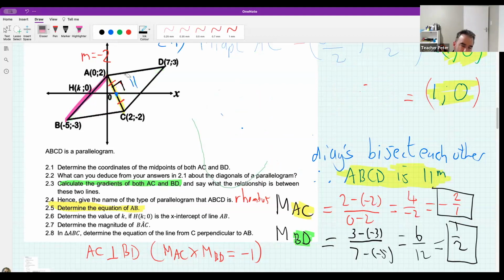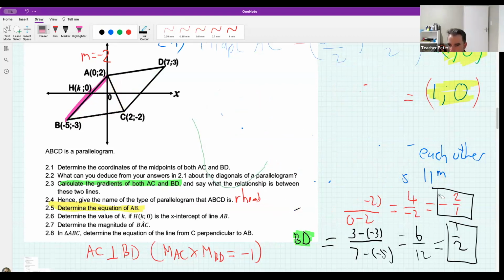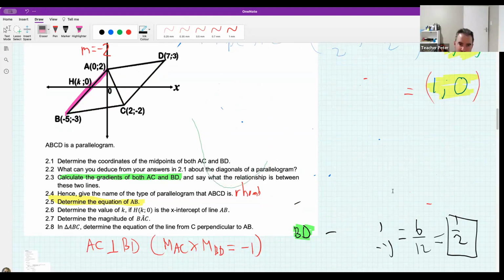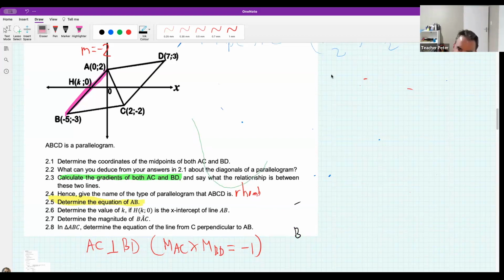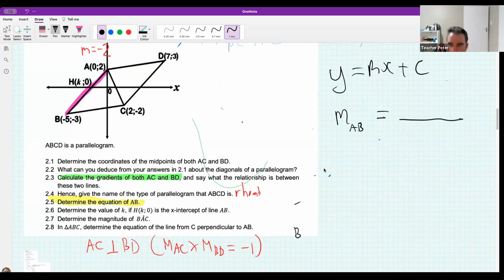So I'm going to rub away all the other stuff, and I want the equation of the line. I think we're going to call it a day for today, and then the last lesson we'll go into more detail with exam questions. What's the gradient of AB?